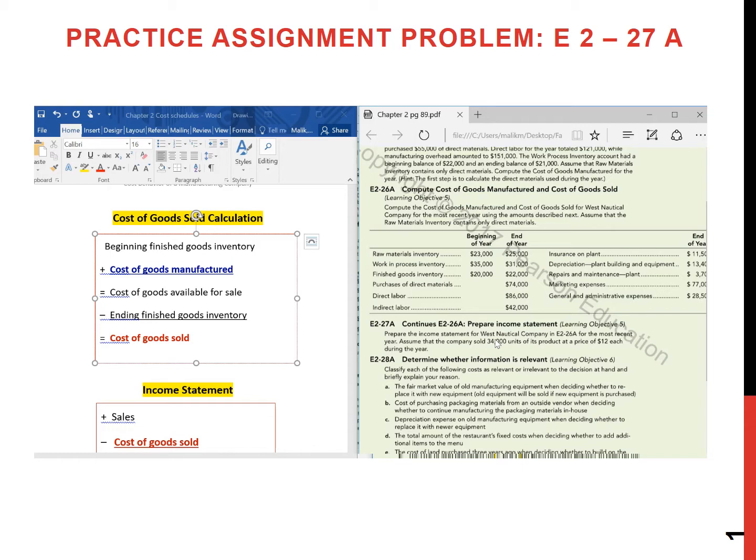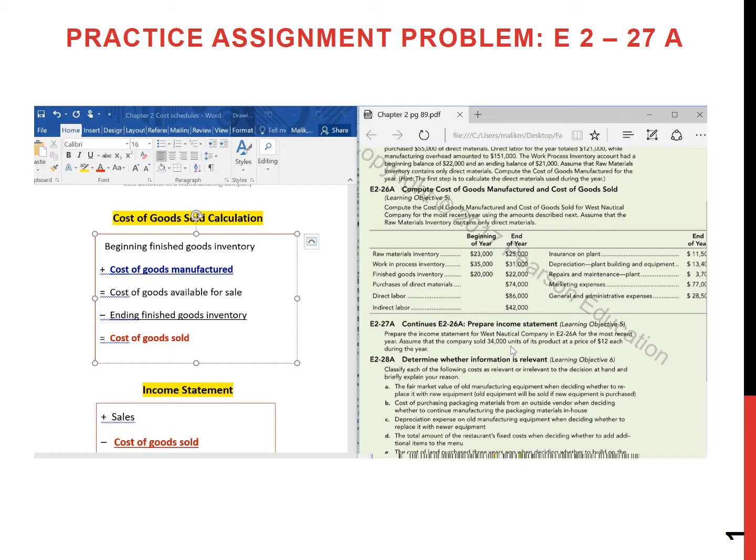Now here you will see this information. So this information assume that the company sold 34,000 units of its product at a price of $12 each. So they sold 34,000 and per unit selling price is $12. So if you multiply these two, you will find their total sales revenue. This is how you will find your sales revenue.